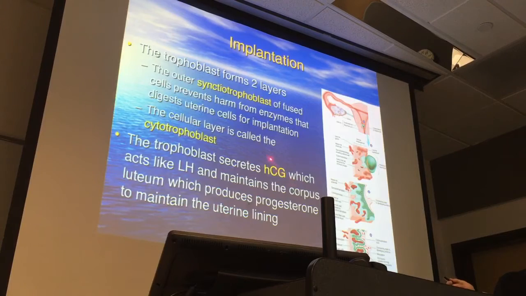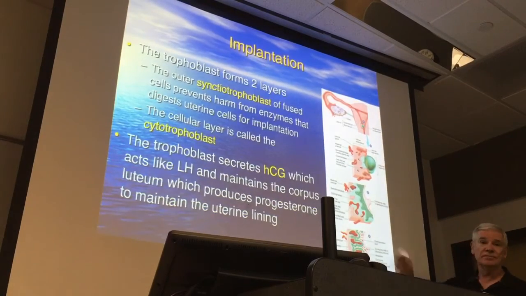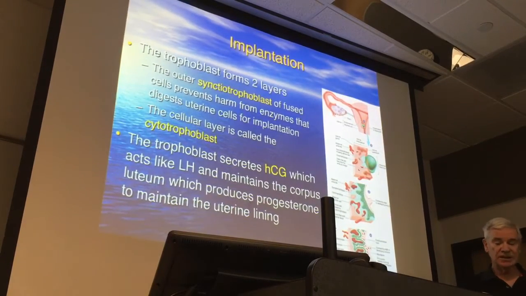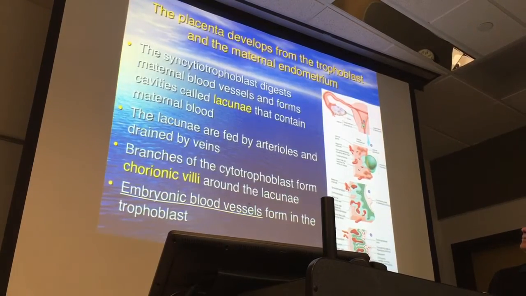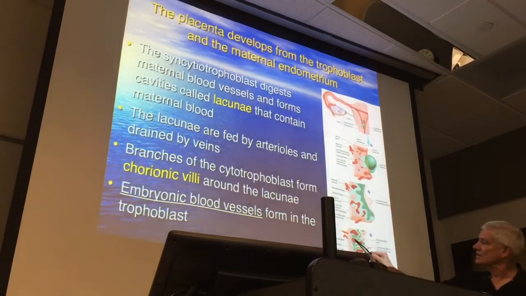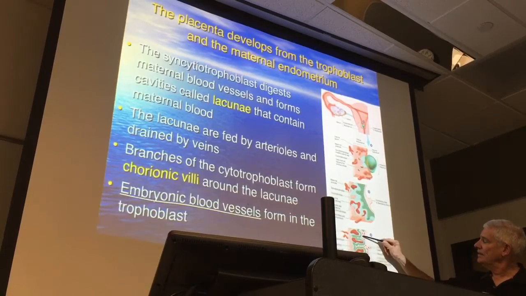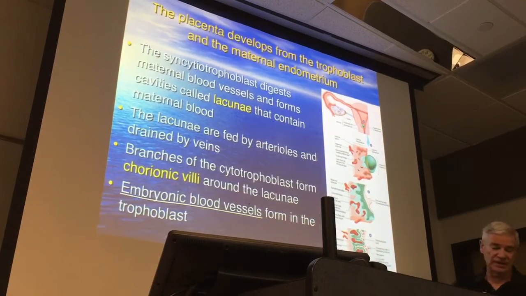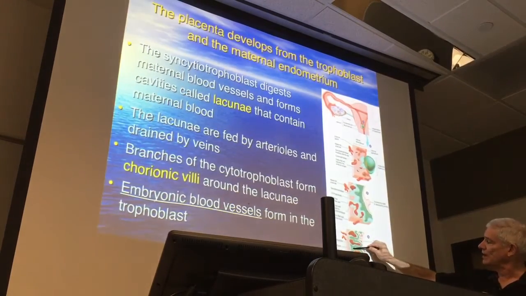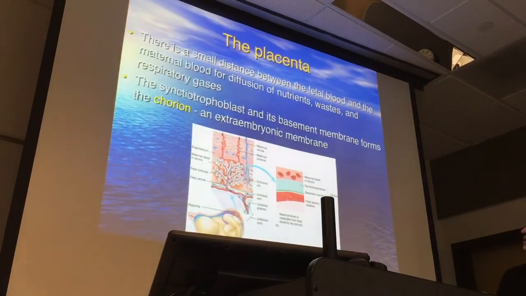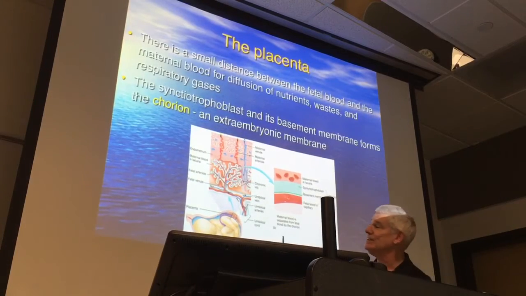The HCG, isn't that what they use in the pregnancy test? They detect this in a pregnancy test. That's what they detect. And it's produced by these cells right there, cells of the cytotrophoblast. Okay, and we're going to have these lacunae of blood and the chorionic villi go between it. Chorionic blood vessels are going to form in the trophoblast and go down in here, and eventually you have this. This is what a placenta looks like.